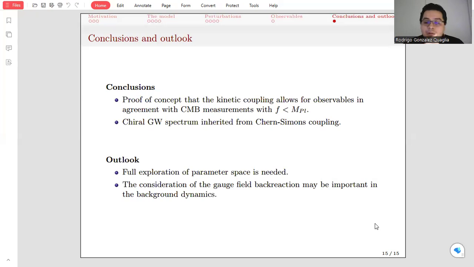And a brief outlook: as I mentioned just now, we only explored a single point in the parameter space. Therefore, a full exploration of the parameter space is needed in order for the model to be robust. And in this work, we didn't study the back reaction of the gauge fields on the background dynamics, which has been shown to be an important matter when considering gauge fields. So this can also be an avenue of further research.